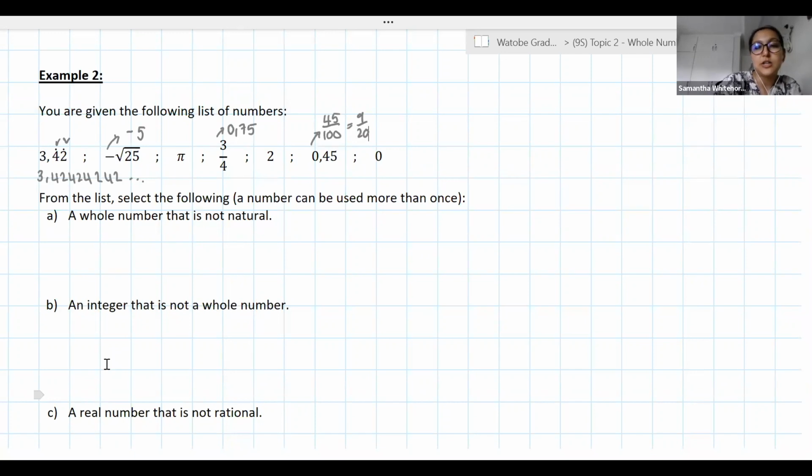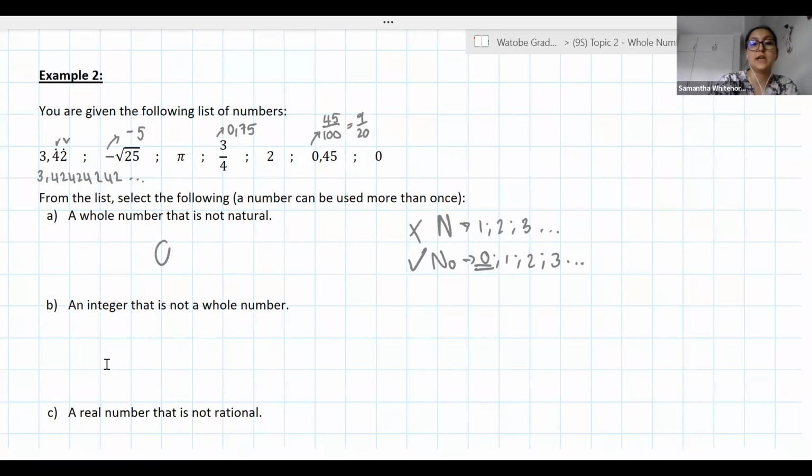Fantastic. Well done. So guys, remember your natural numbers are your counting numbers: 1, 2, 3, and so on. Your whole numbers are 0, 1, 2, 3. So you're basically looking for the number that is whole, but not natural. The only one that doesn't fall in there is 0. So exactly as Oratile said, 0. Very, very nice. Well done.